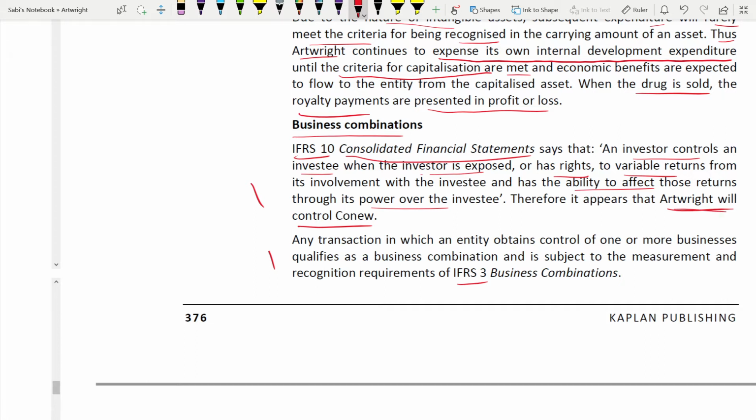Artwright will control Conio is in the last line of that paragraph. That means they have derived it from here. You have to come down from here. Main point is the definition of control. And does this company meet the definition of control? Yes, according to IFRS 10. You have to come like this only. You cannot jump to the exact answer.